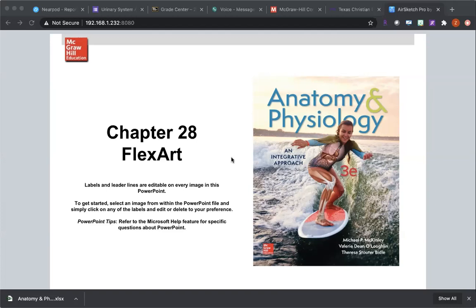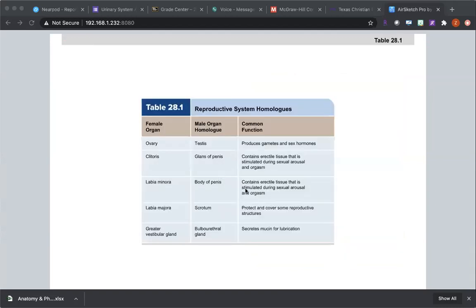Chapter 28 is going to be talking about the reproductive system, as I mentioned. The function of the reproductive system is to ensure that species are going on, right?